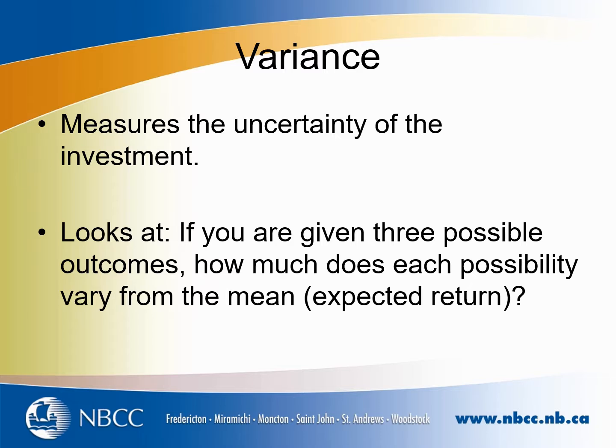In the case of future prospects, if you're given 3 possible outcomes, we're looking at how much each possibility varies from that expected return or average return. If we're looking at historical outcomes, we're looking at each year. How much did it vary from the average return over that period of time?